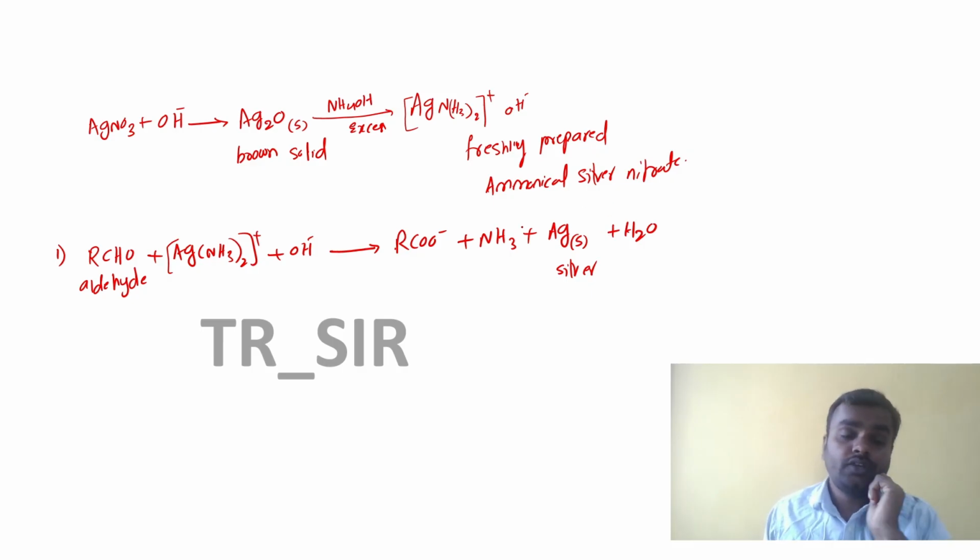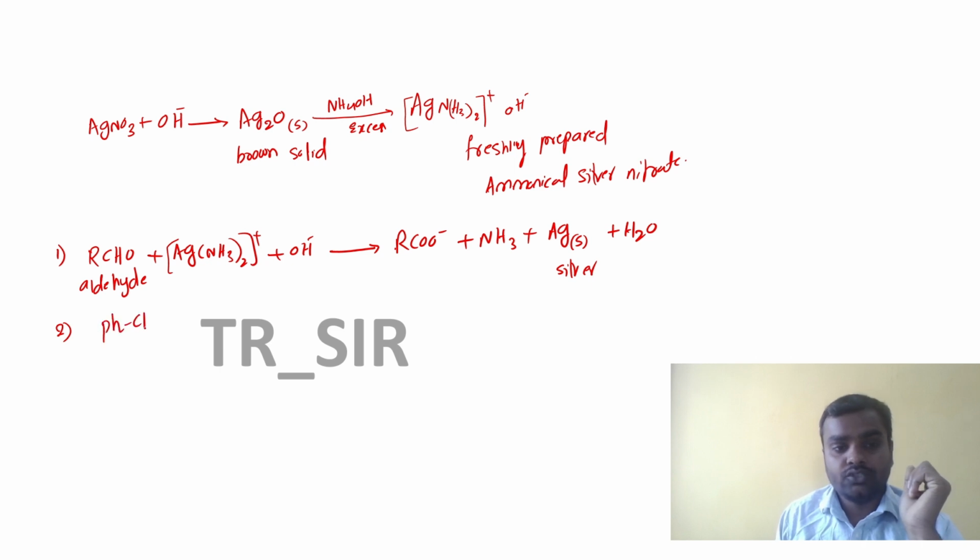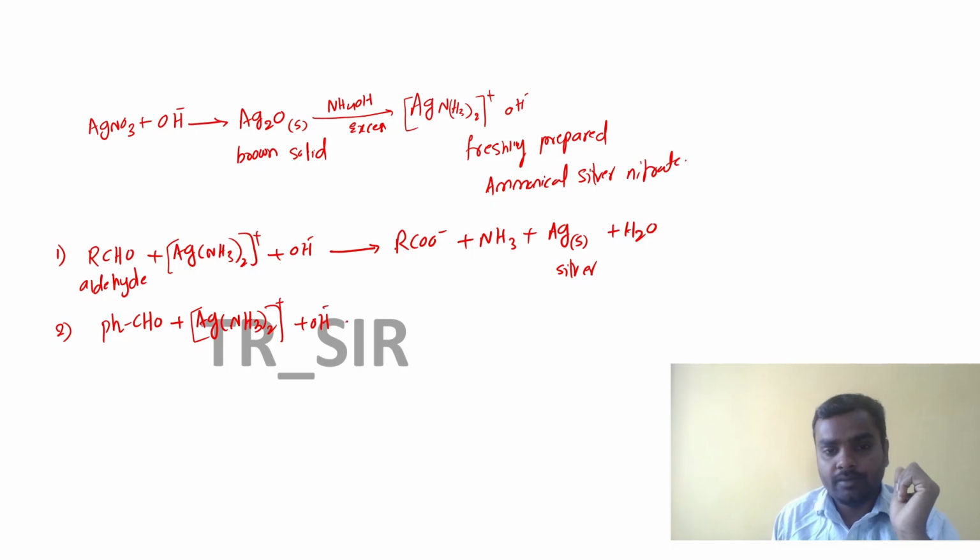In this case, suppose we take an aromatic aldehyde, C6H5CHO. Again, when you treat with ammoniacal silver nitrate, [Ag(NH3)2]+ plus OH-, benzoic acid is formed. Again, the byproducts are ammonia as well as silver, and then water will be there.